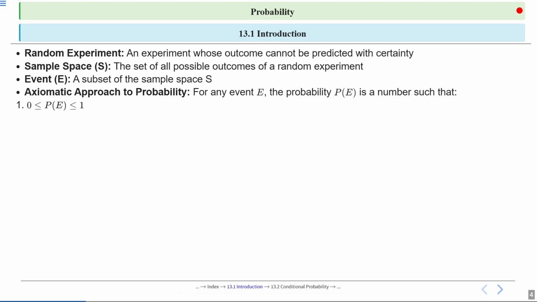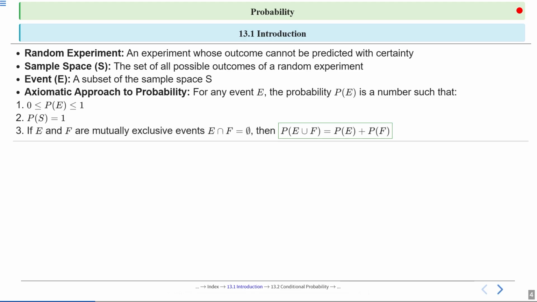So the first rule is that the probability of any event E must be between 0 and 1, including 0 and 1. That means 0 is less than or equal to probability of E, and probability of E is less than or equal to 1, right? The second rule says that the probability of the entire sample space S is always 1. Probability of sample space S is always equal to 1.